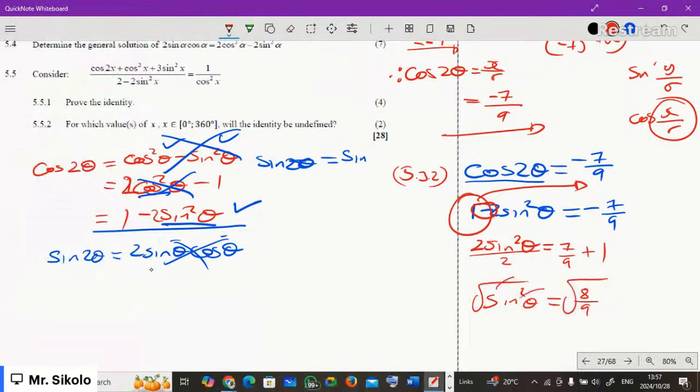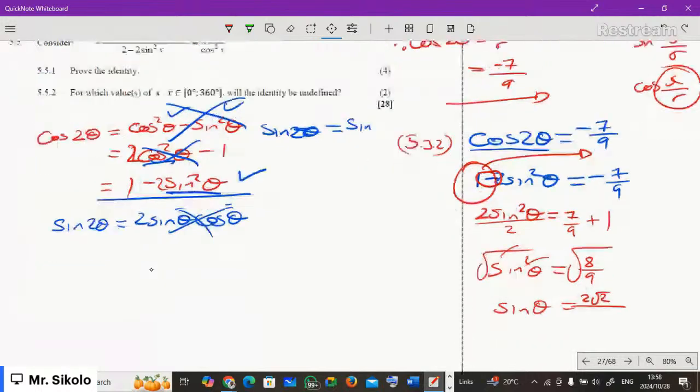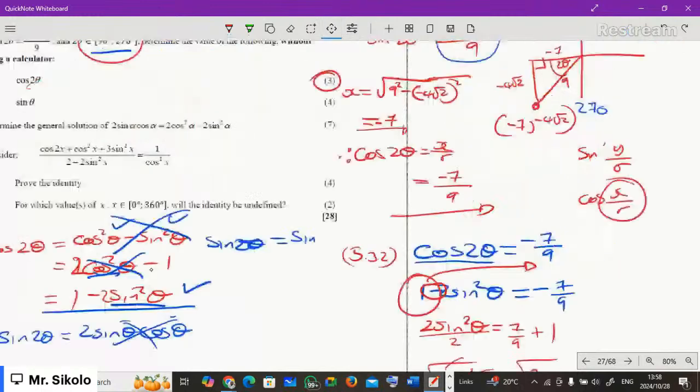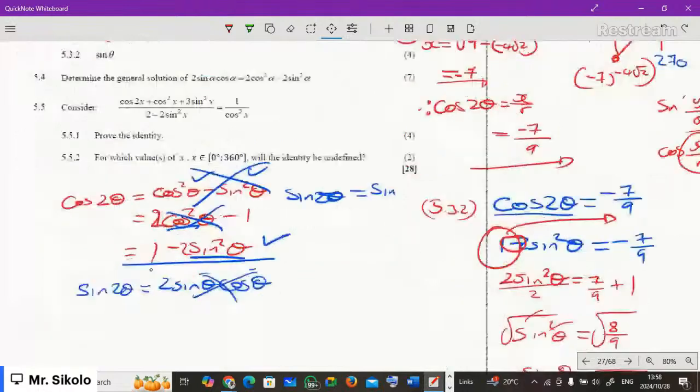This and this will cancel. Then you can see sine theta will be equal to root 8. Do we have root 8? Root 8 comes from 4 times 2. So it's going to be 2 root 2 over here below. The square root of 9 is 3. So this is our solution, guys. I hope it makes sense. I hope everyone is happy. If you are not happy, remember you can ask me on WhatsApp.